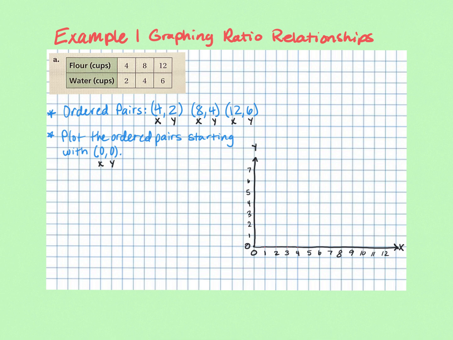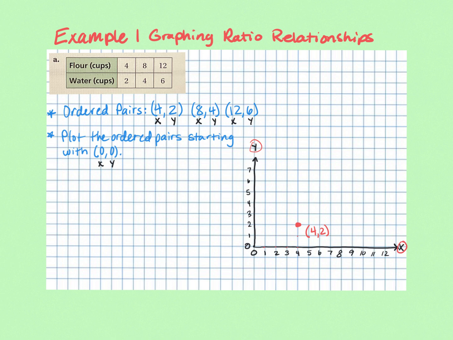Now I'm going to actually do my counting. I'm going to start with my first coordinate, which is 4, 2. 4 goes on my x, 2 goes on the y. So I'm going to start by counting 1, 2, 3, 4 on my x value. And then I'm going to go up 1, 2 on my y value. So this is where my first coordinate is going to be. And the way I label it is just simply like this, okay?